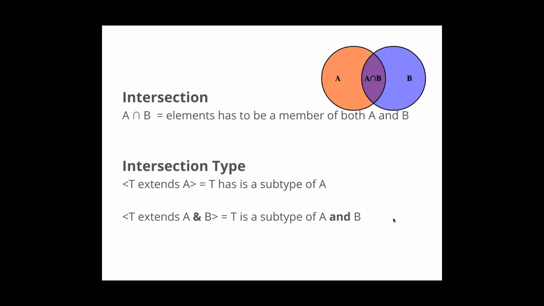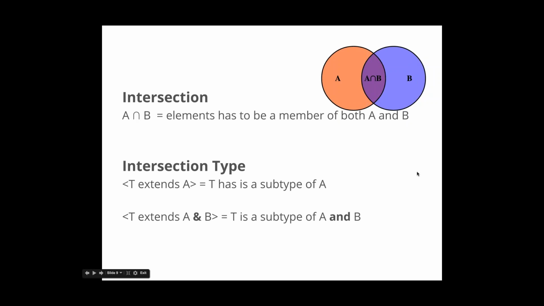An intersection comes from maths, and it says an element has to be a member of both the set A and the set B. So if you could confirm that I'm not echoing anymore, now that Richard is muted. Intersection, coming from maths, we take the intersection of two sets, and the middle bit is the intersection.